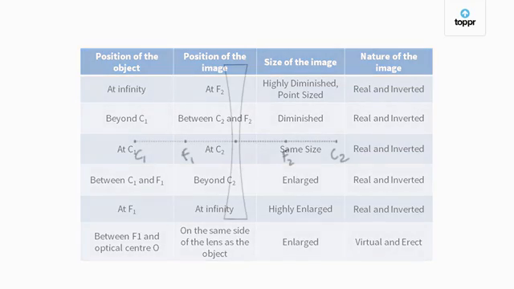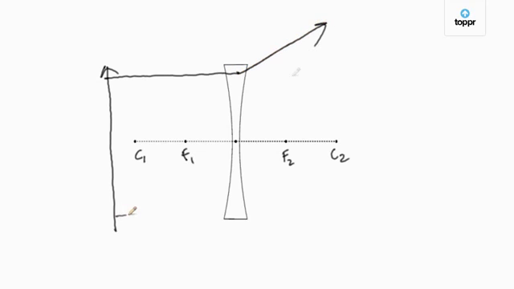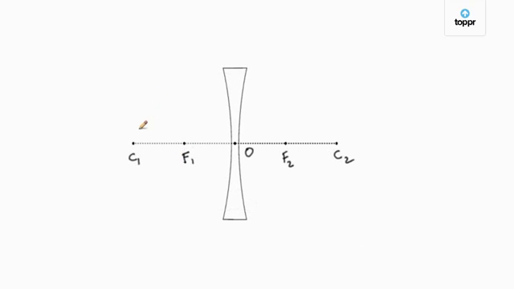Now, let us draw ray diagrams for a concave lens. Consider the first case in which our object is kept at infinity. Draw the first ray parallel to the principal axis, which after refraction from the concave lens will diverge. Draw the second ray in the same fashion. Now, when I extend these rays backwards, these rays meet at the focus. Therefore, I get my image at the focus, which is highly diminished, point size, and the image is virtual and erect.